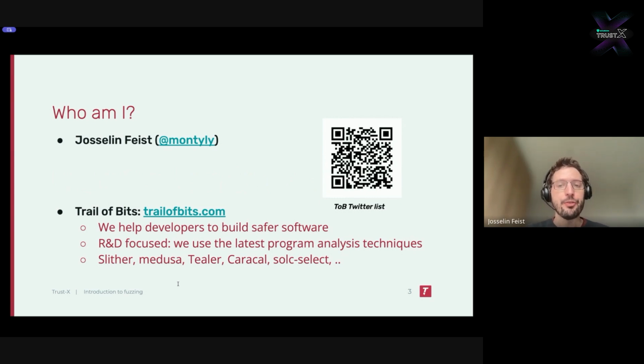One thing that I think differs us from many of our competitors is that we are focused on research, and as a result, we spend a lot of time trying to build tools, and many of our tools are open source. You might know Slither, which is a static analyzer for smart contracts, Medusa, which is a smart contract fuzzer that we're going to see today, Echidna, Caracal, and so on.